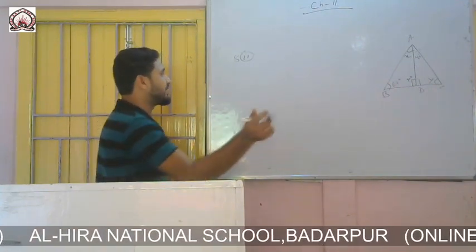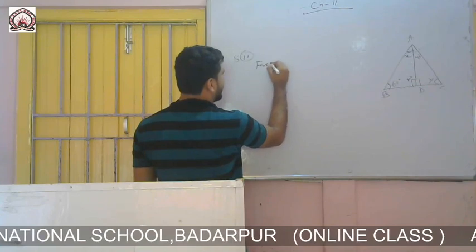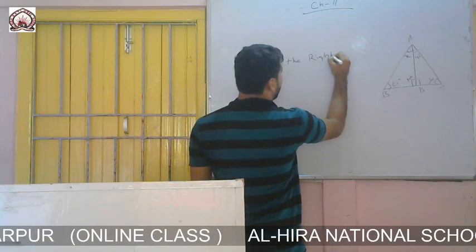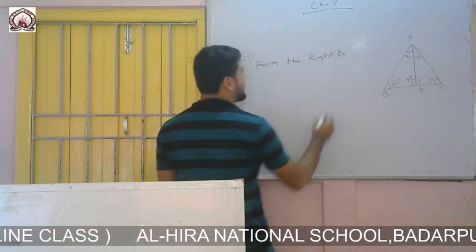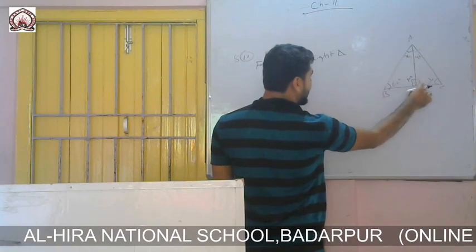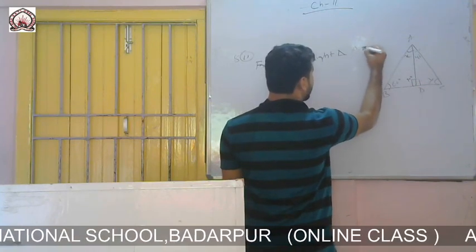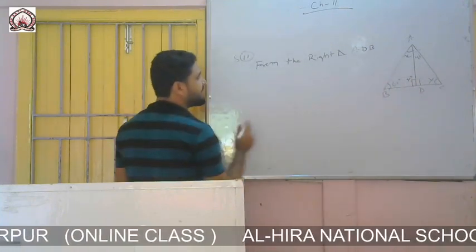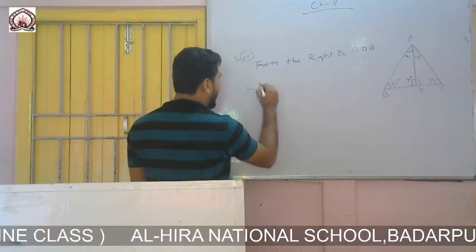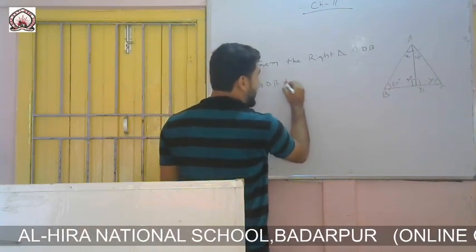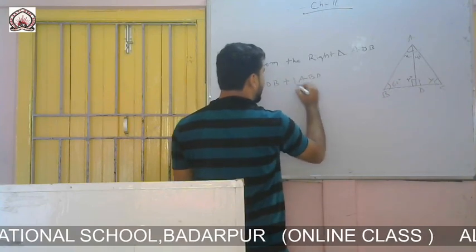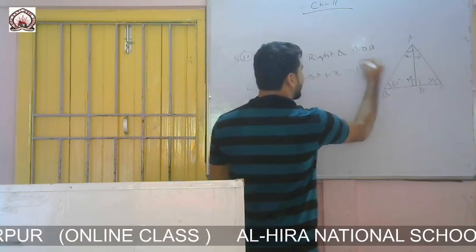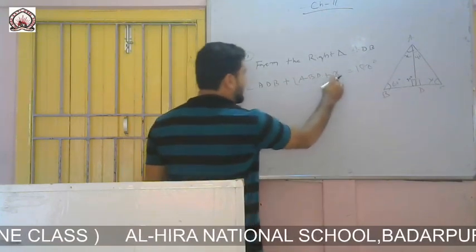So we have found the two angles, then we can find angle X by doing the angle sum property. So write from the right triangle ADB, we can write angle ADB plus angle ABD plus, in case of this one, I can write angle X equals 180 degree. Now I can find the value of X.